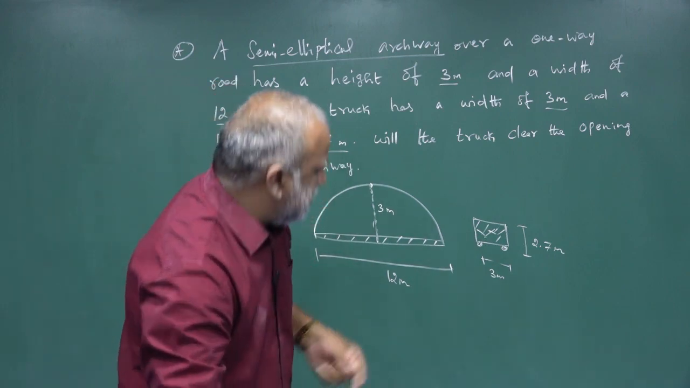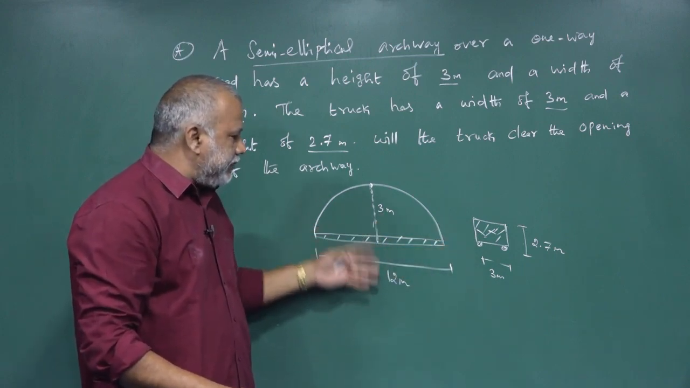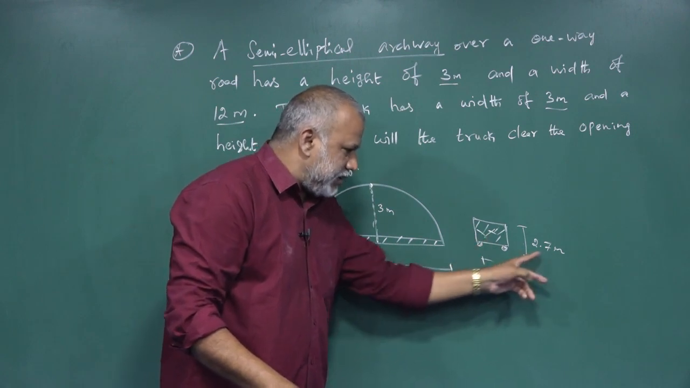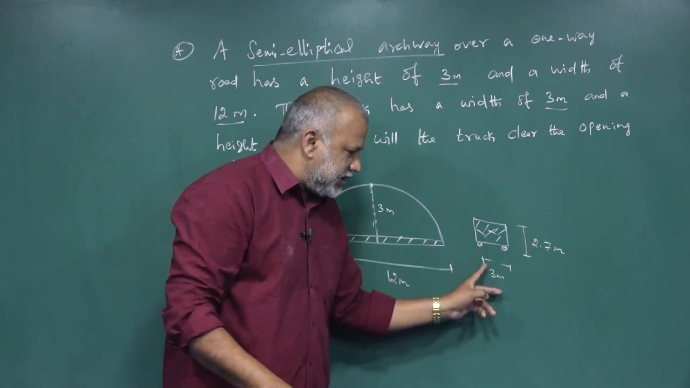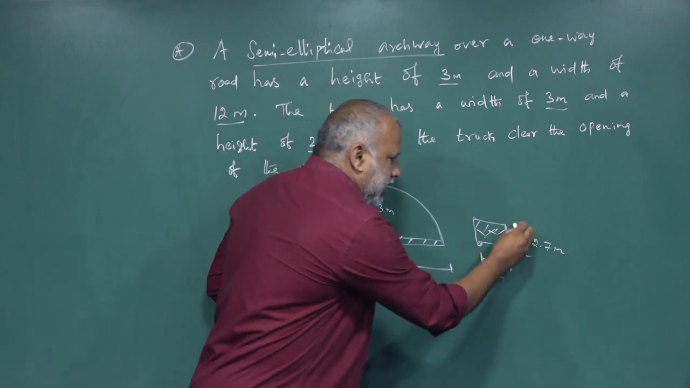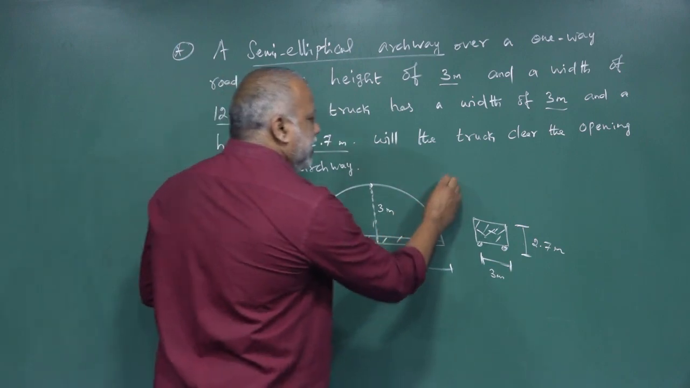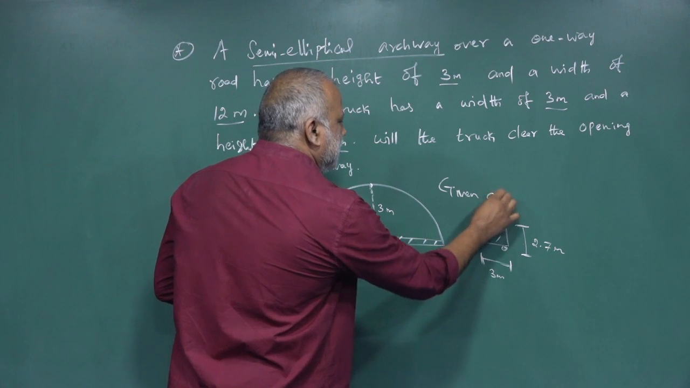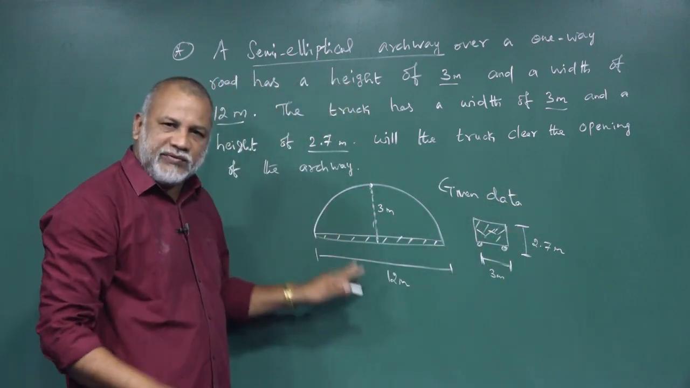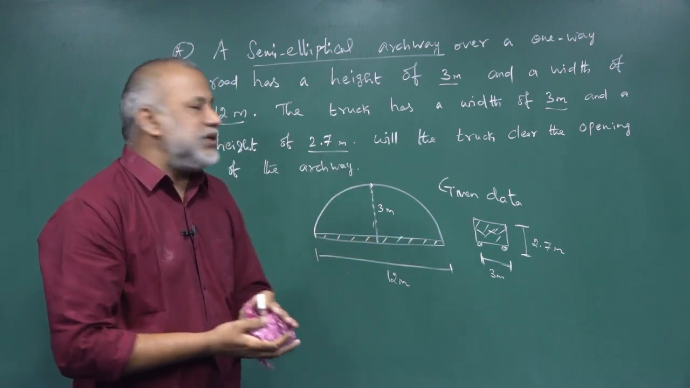See this diagram. This is a rough diagram. We have 12 meter, 3 meter, and the truck with 3 meter width and 2.7 meter height. Just considering this is the width, 3 meter. Height is 2.7 meter. So take down the given data. By using this given data, we are first going to draw a rough diagram as per the given data. Then we are going to take the elliptical structure.